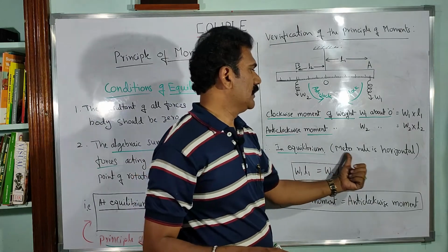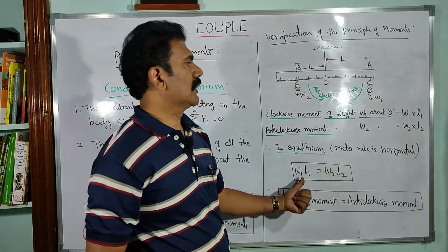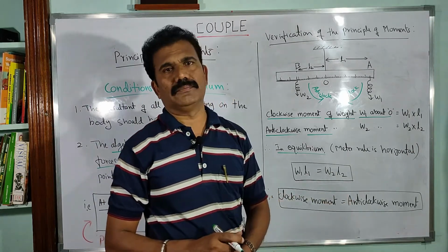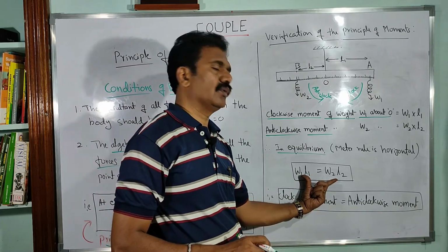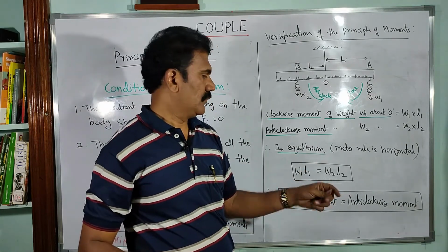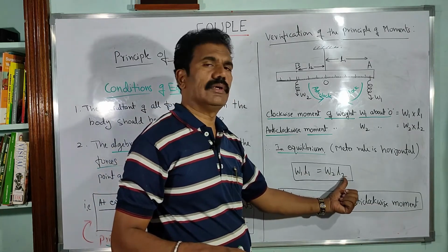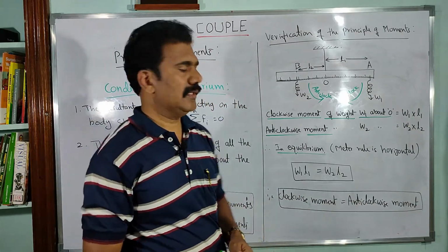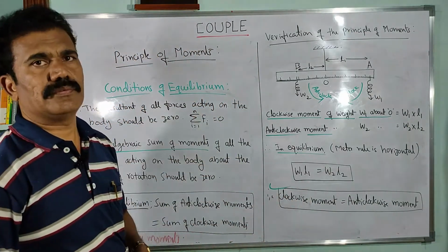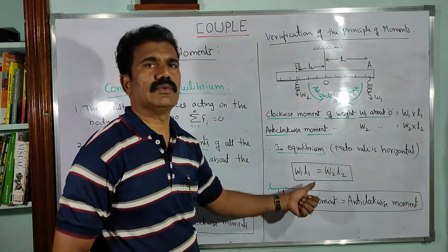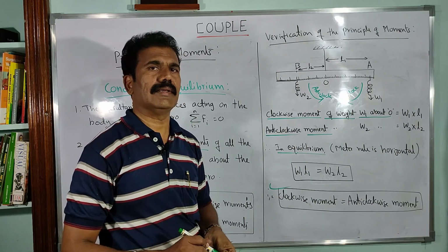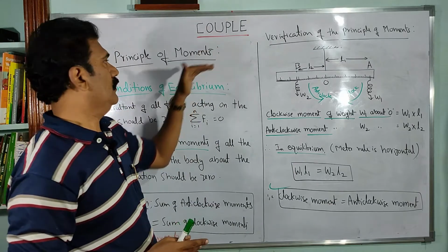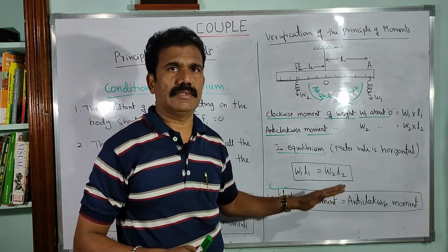So in equilibrium, the meter rule is horizontal. Then you can expect that the product W1 into L1 should be equal to W2 into L2. So this is the equation to get the equilibrium in a beam. When W1 into L1 is equal to W2 into L2, what can you say? The clockwise moment is equal to the anti-clockwise moment. That is the principle of moments. So you can verify the principle of moments by doing this simple experiment. Clear? I hope you understood all concepts starting from the couple up to the principle of moments in this video. Clear? Thank you.